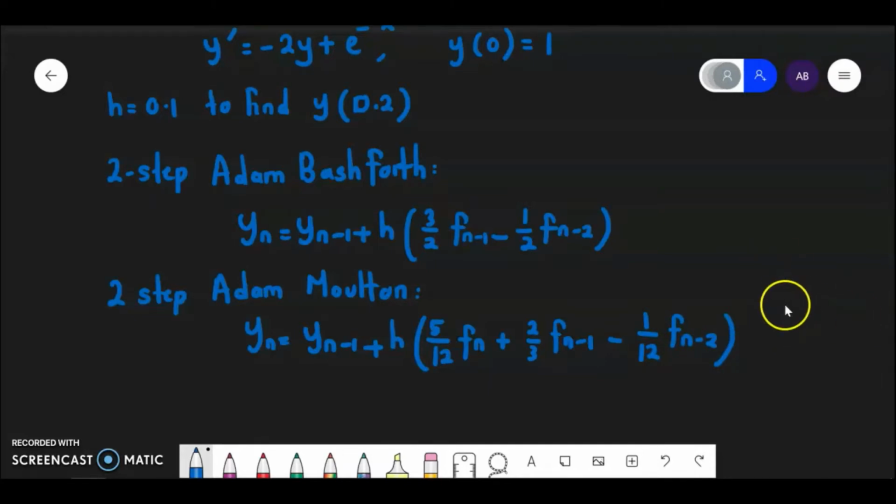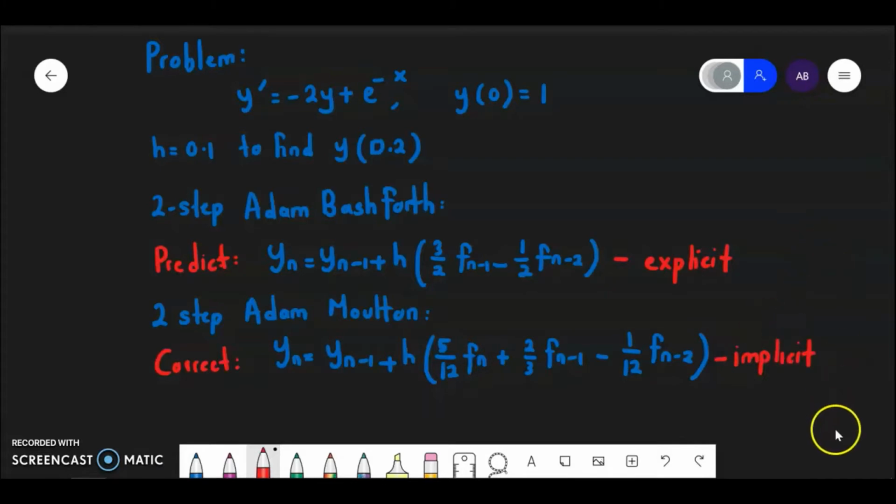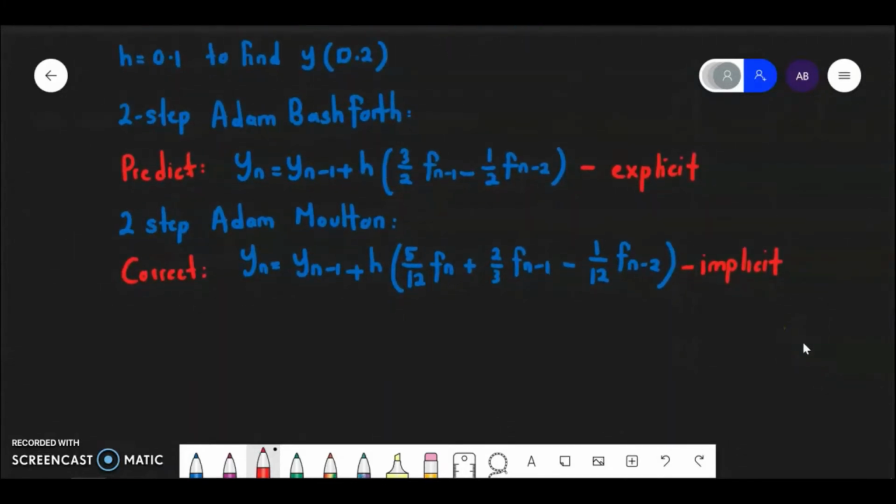Now you might ask me, why do we need to use two methods? Why must we use this as the predictor and this as a corrector? So why do we want to do that? The few things you need to know: this is Adams-Bashforth, an explicit method, and this Adams-Moulton is an implicit method. Now, how can I tell which one is explicit and which one is implicit?